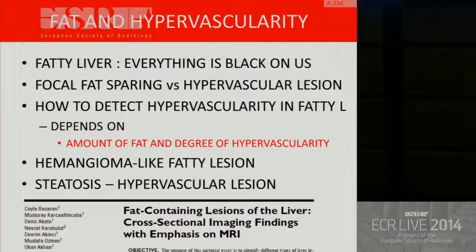Okay, this is also extremely important because all lesions appear dark on ultrasound, either hypervascular or hypovascular. I will show you a case with a focal fat sparing and a hypervascular liver metastasis, and I'm going to show you how you can differentiate between the two. And it is very important to detect hypervascularity in a fatty lesion.